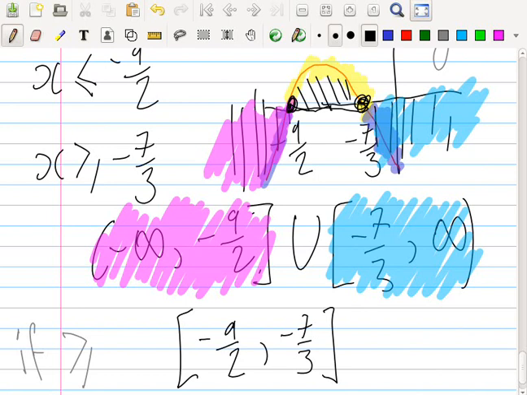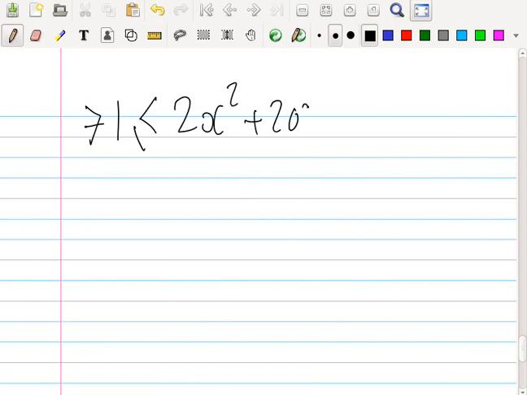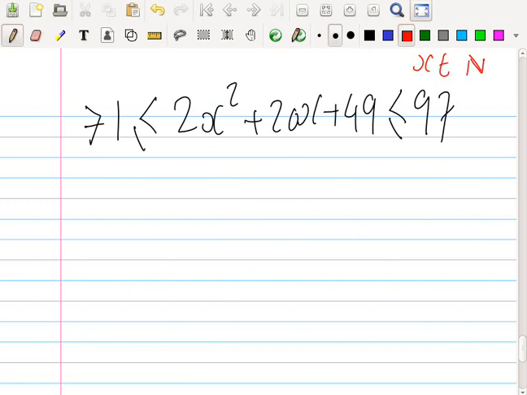Okay, 4a now. So in 4a you have 71 less than or equal to 2x squared plus 20x plus 49 less than or equal to 97, and x is a natural number that includes 0.